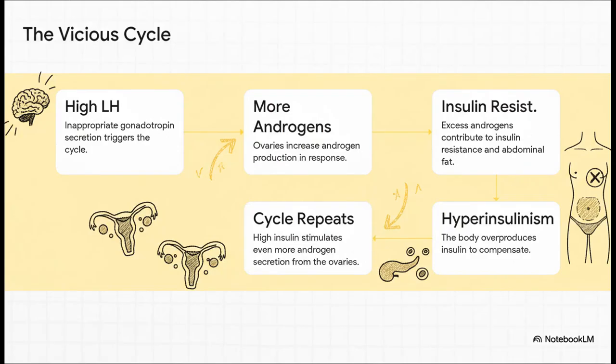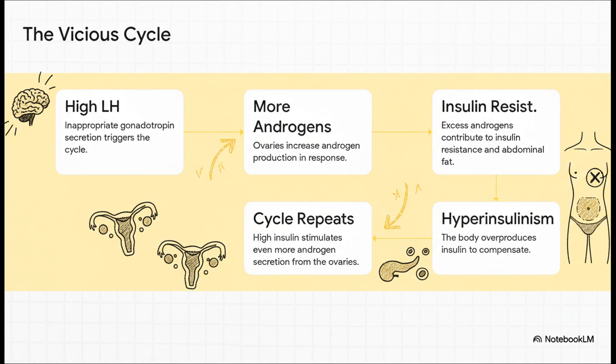So let's walk through exactly how this vicious cycle works. It all starts up in the brain when the pituitary gland starts pumping out too much luteinizing hormone, or LH. That high LH tells the ovaries, hey, make more androgens. This androgen excess then leads to insulin resistance and more abdominal fat. So what does the body do? It panics and pumps out even more insulin to compensate.